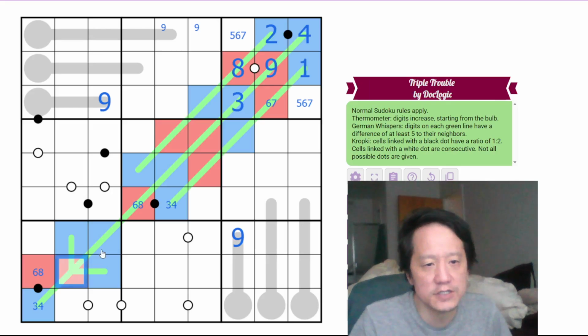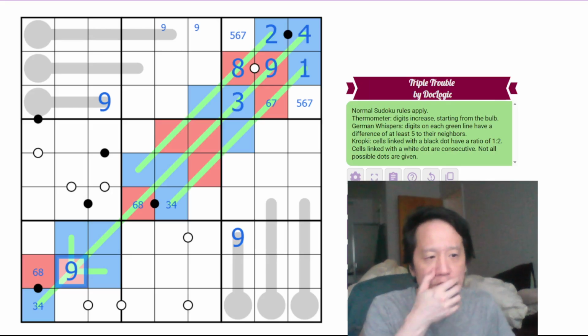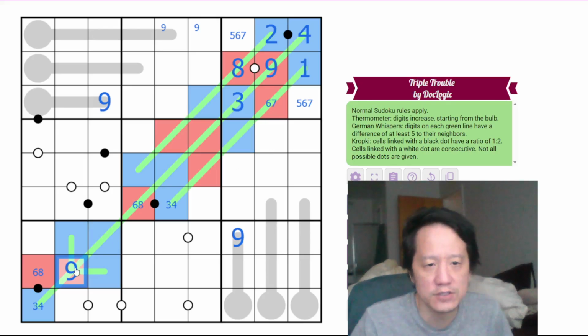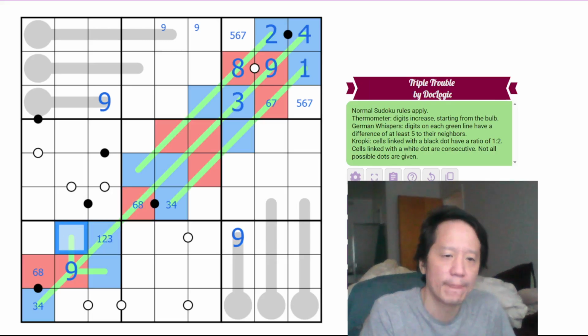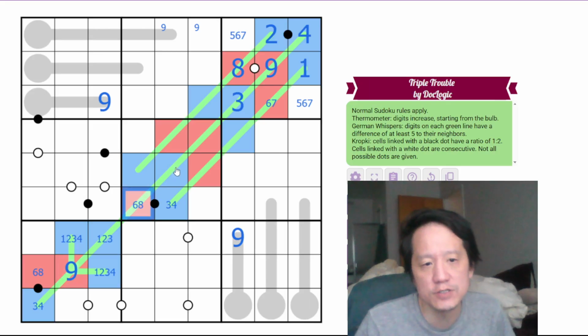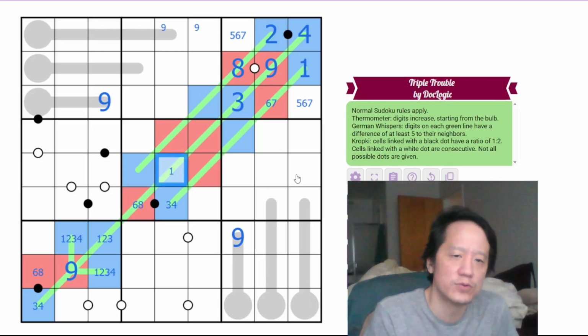This digit is next to 4 other unique digits on a German whisper line, and it's a high digit. So it has to be 9, right? That's the only high digit that can be next to 4 unique digits. So this is 9. This is next to 6 or 8, so this is 1, 2, or 3. And these are 1 through 4, obviously. 6 or 8 can be next to 1, 2, or 3 here.